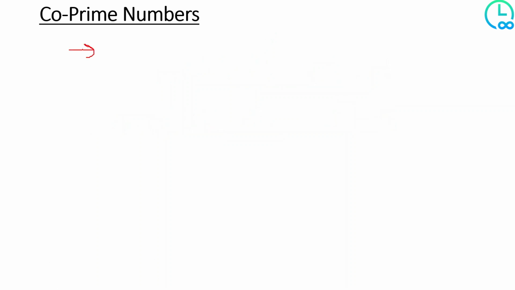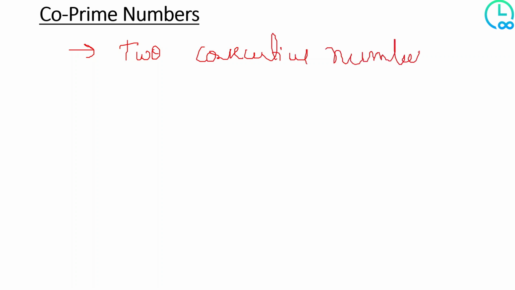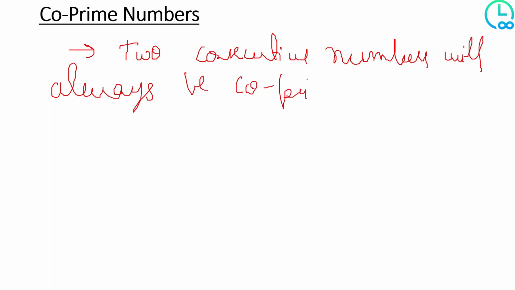So the numbers whose HCF is 1, those numbers will be called co-prime numbers. The number itself may or may not be a prime number. And one thing, note down this thing: two consecutive numbers will always be co-prime numbers.